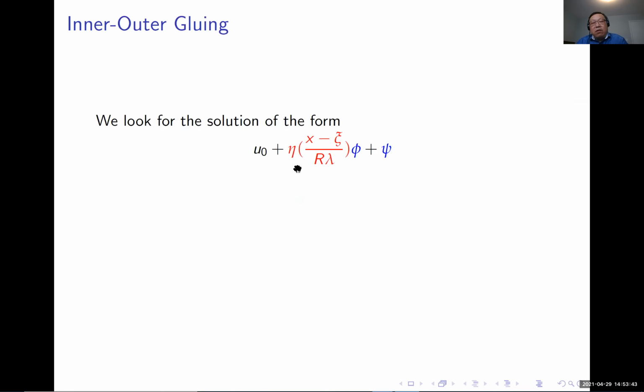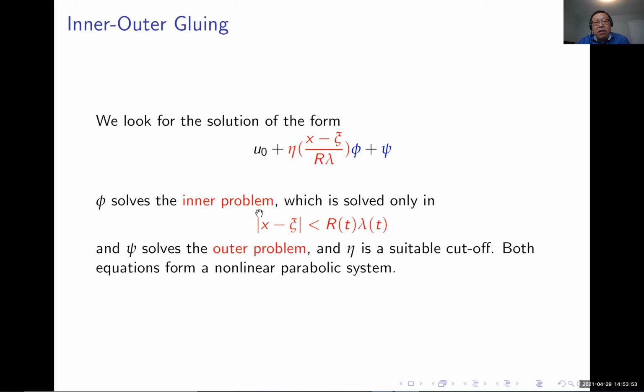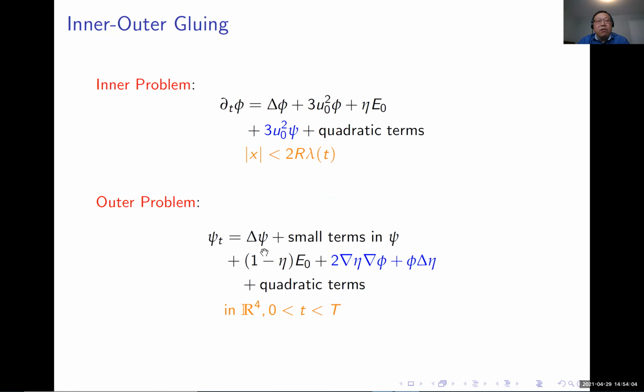Okay, so with the inner-outer gluing, we look for a solution of U zero plus some Cantor function times phi. This is inner and this is outer. The inner problem is solved in the inner variable, in the inner part very close to the singularity, and the outer problem is solved everywhere. So the inner problem is a linearized problem, and the outer problem is all the remaining part. The outer part enters into the inner part by this 3W0 square psi, and the inner problem enters into the outer problem by the Cantor function.